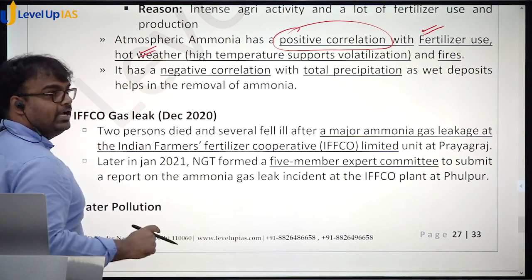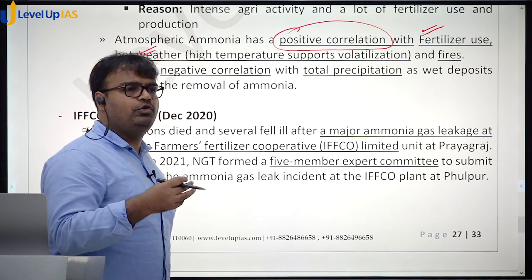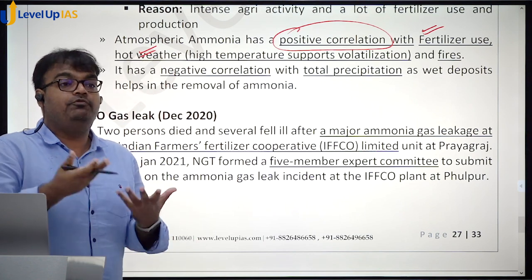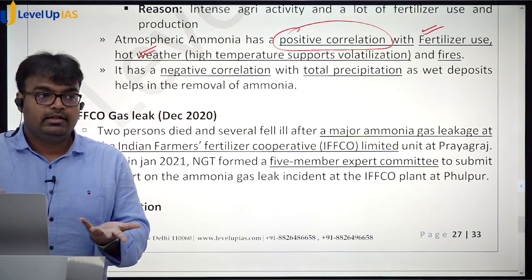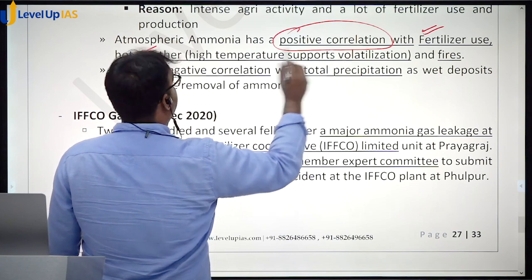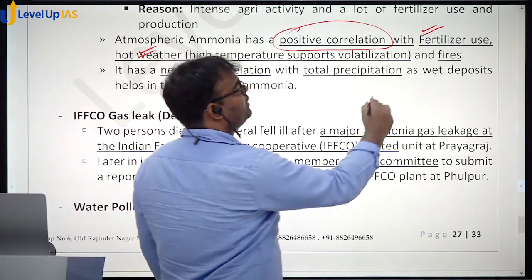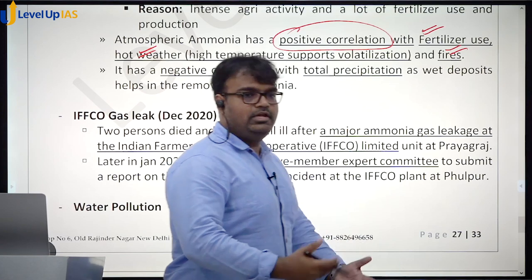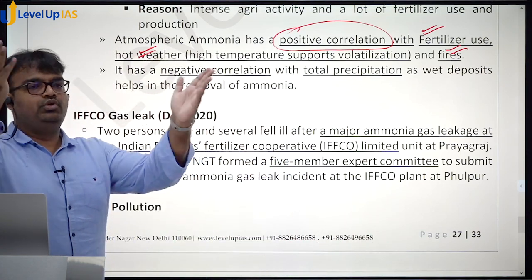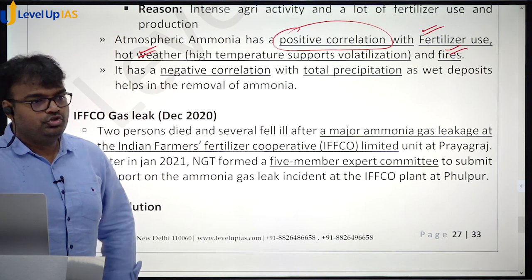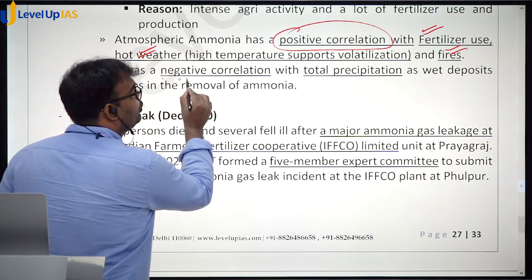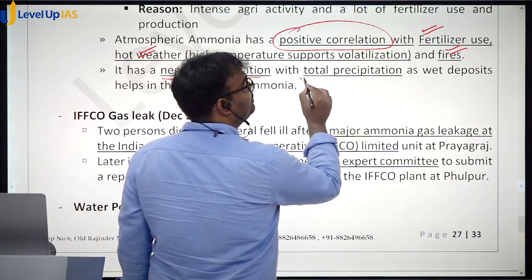Hot weather. As I was saying, the fertilizers are volatile in nature. So with high temperature, some of it would become fume and would get into the air. And thus, with these conditions, fertilizer use, hot weather, and fires also. Aag lag jayegi kheton mein ya kahin bhi. The more cases of fires there are, the more ammonia is in the air. So with these things, it has positive correlation, but it has negative correlation with total precipitation.